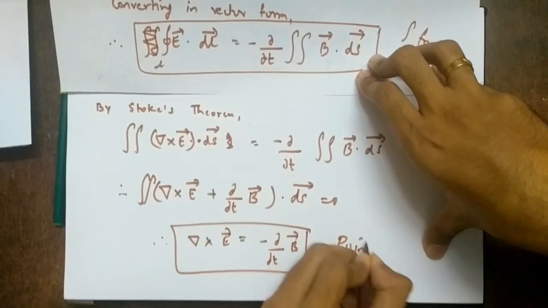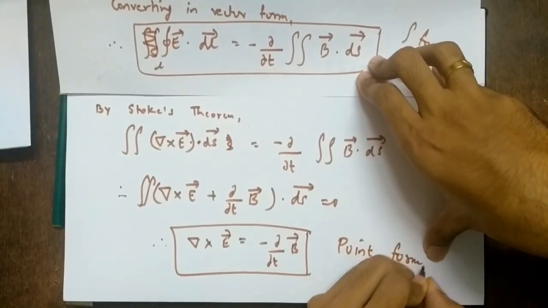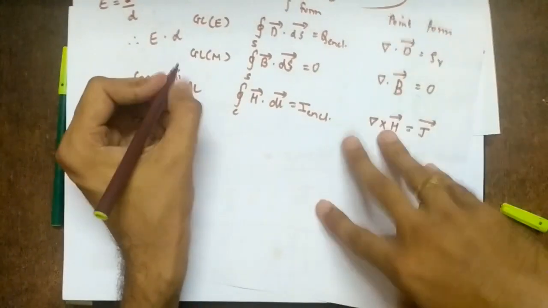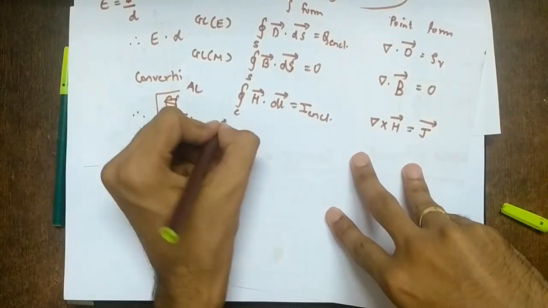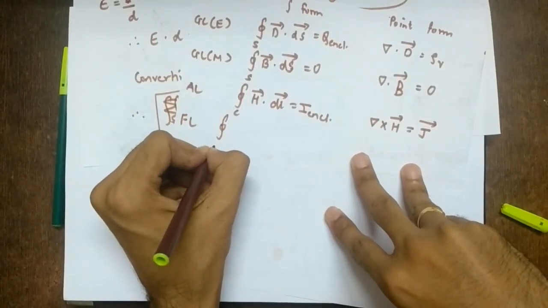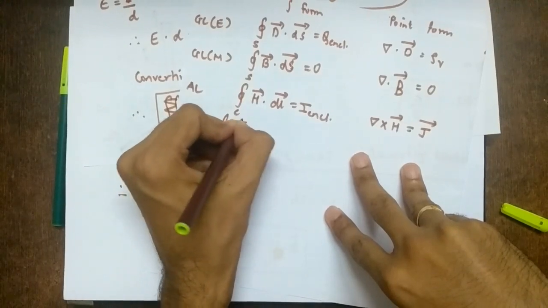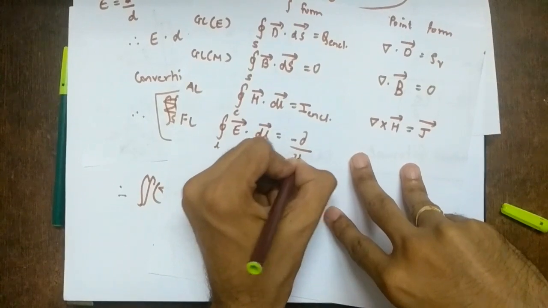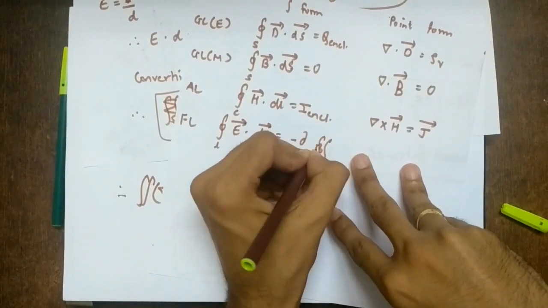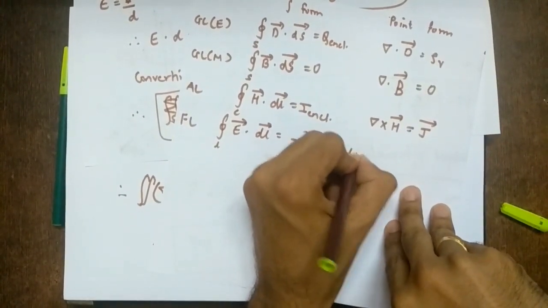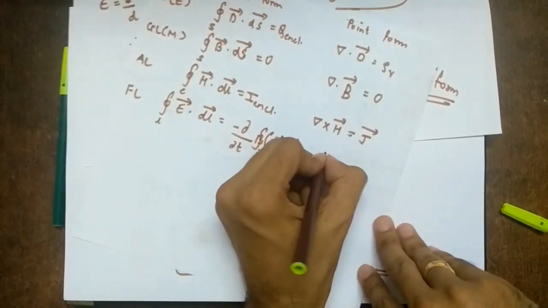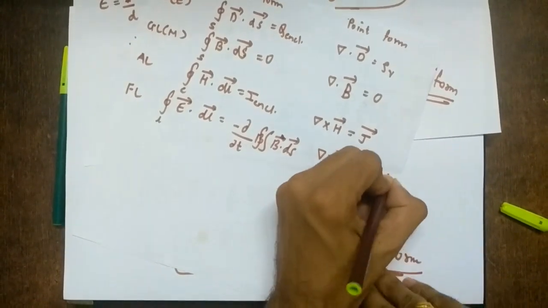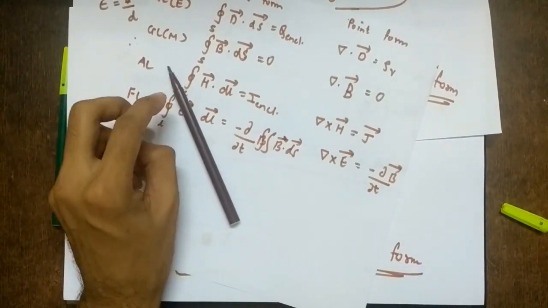So this is what? Point form of what? Faraday's law, right? So again we can further write in this table. So it is closed line integral of E vector dot dl vector equal to minus ∂ by ∂t surface integral of B vector dot ds vector. And what is the point form? Del cross E vector equal to minus ∂ by ∂t B vector, right?